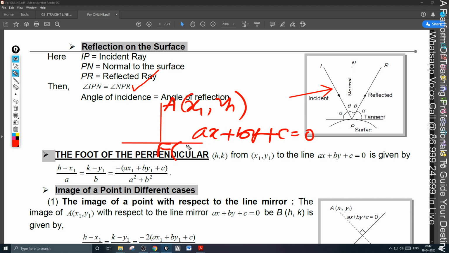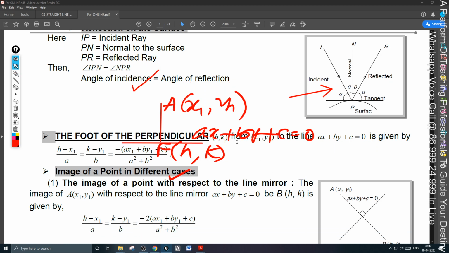Then the foot is taken to be (h, k), and there is a derivation for this. If it is in the board examination, you may be asked to derive this, but we don't want this. If you come across this formula, just recognize that it is related to the foot of the perpendicular. That is why I am taking this up. (h minus x1) by a is equal to (k minus y1) by b is equal to minus (ax1 plus by1 plus c) by (a squared plus b squared).